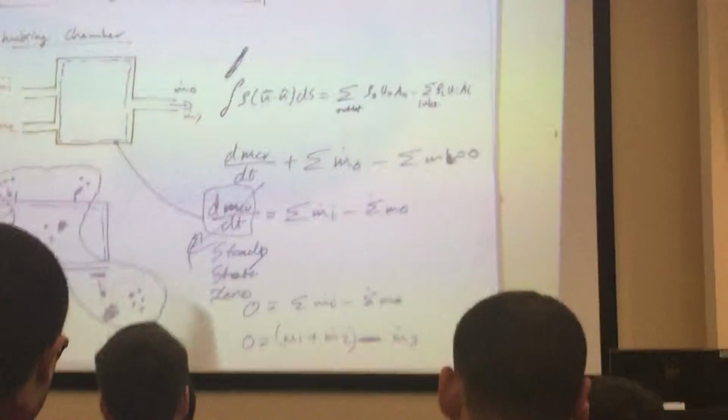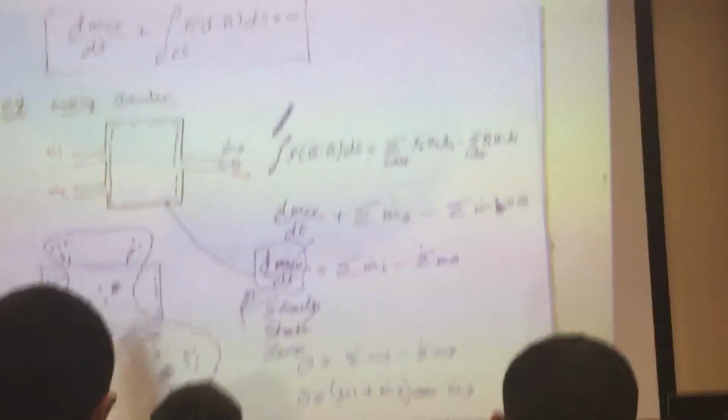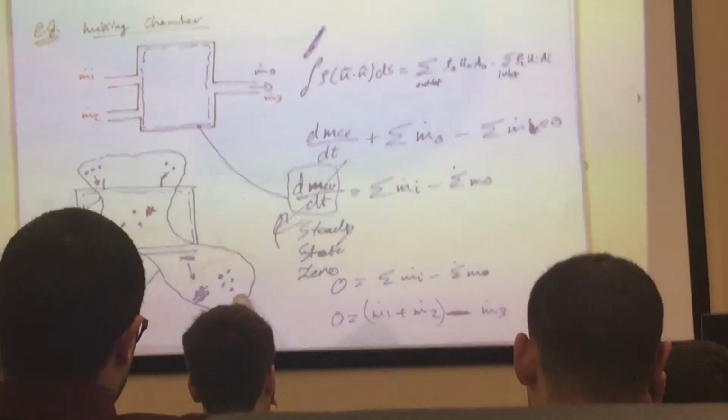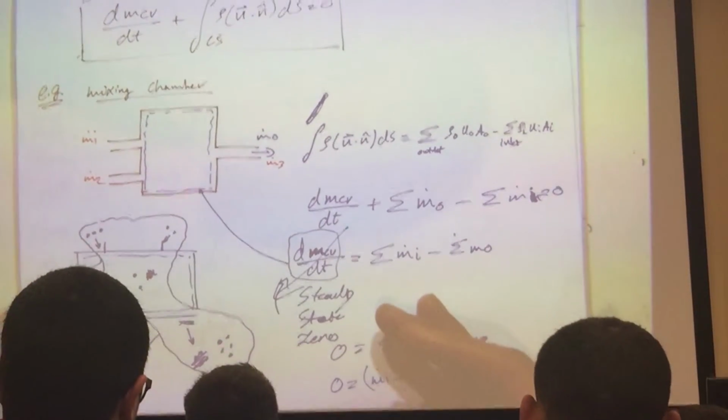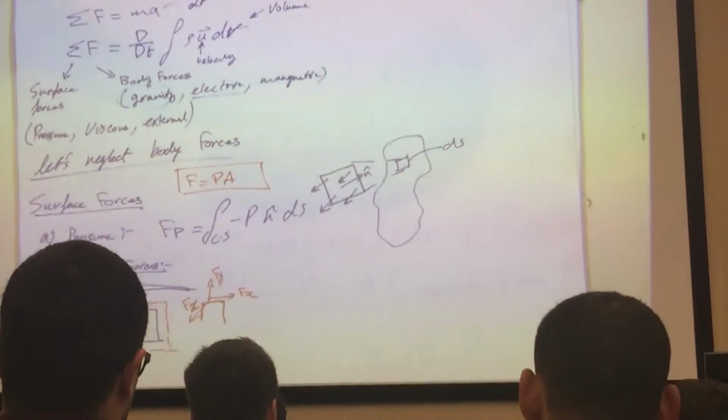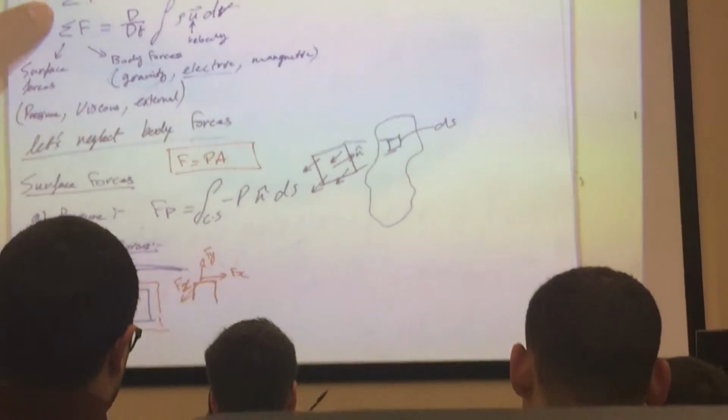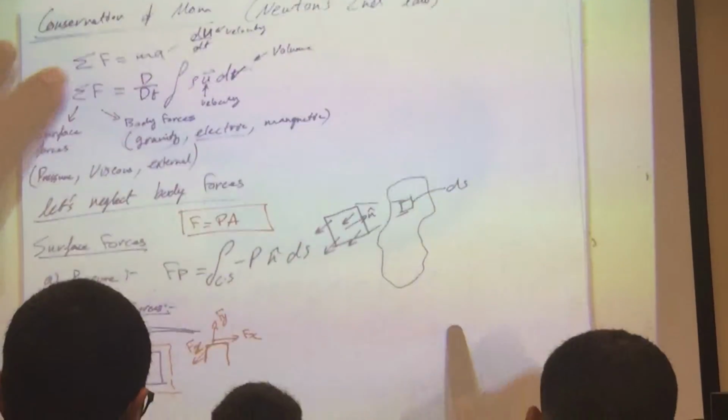and we did our mass balance primarily, and we had the student example of people coming in versus people who are staying in versus people who go out. So that's conservation of mass. Conservation of momentum, we said Newton's second law, the sum of forces equals ma.